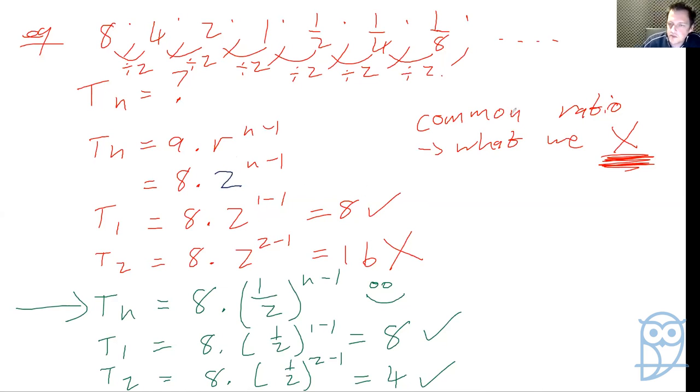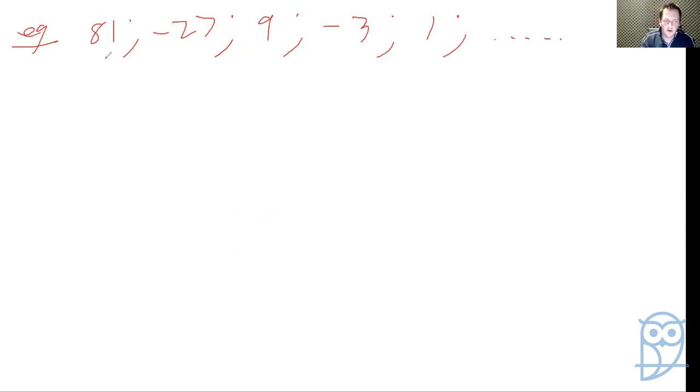You can do one more, which is also very interesting. So what about if I do, let's say, 81, minus 27, 9, minus 3, 1, etc. So we can go through our checks. We find that this is a geometric or exponential.